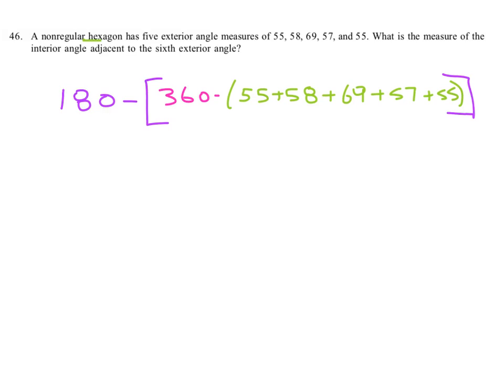I'm going to let you do that math, but it's pretty straightforward. And since we're using order of operations, the furthest inside parentheses, you do that first, then you do 360 minus that sum, and then once you get that number, you can do 180 minus that. Solve that. See if it matches what you have in your answer key.